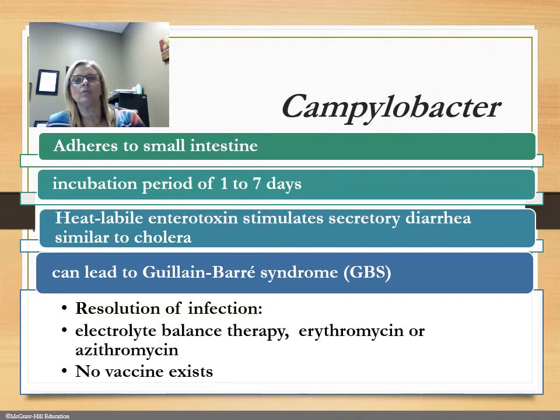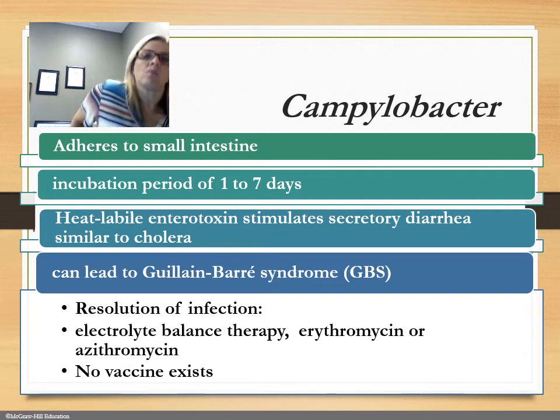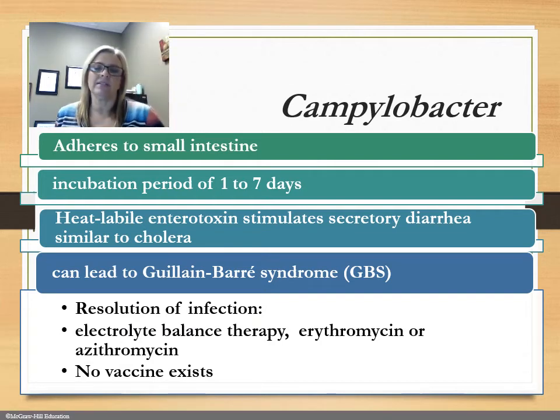So in order to resolve the infection here, you're going to have very simple, non-specific rehydration, electrolyte balance. If it is severe, then you may treat with erythromycin or azithromycin if necessary. There are some instances of antibiotic resistance here. No vaccine. For prevention, you need to have rigid sanitary control of water and milk supplies, very careful preparation with food.